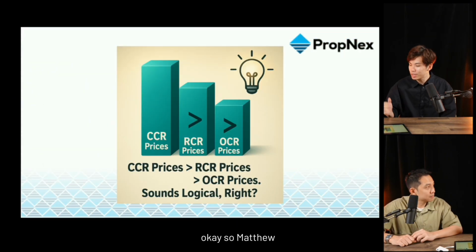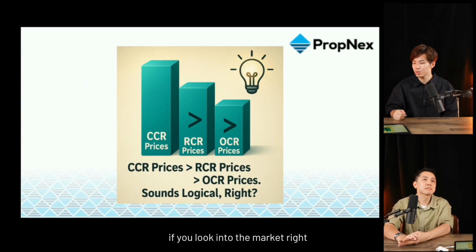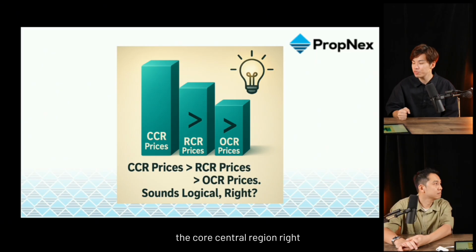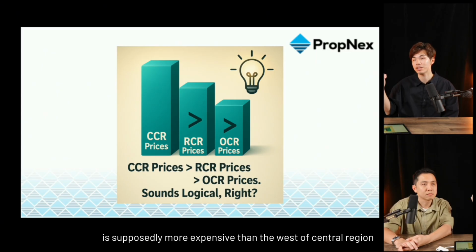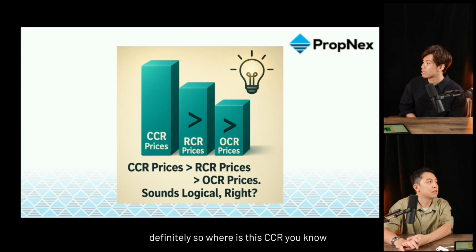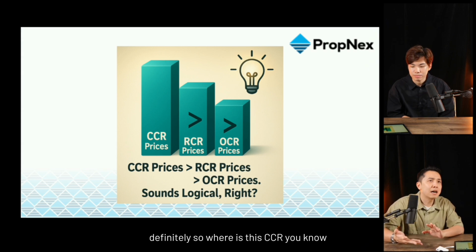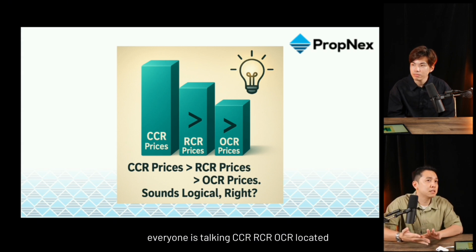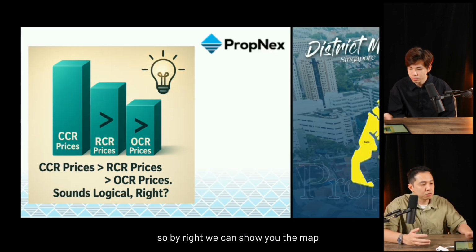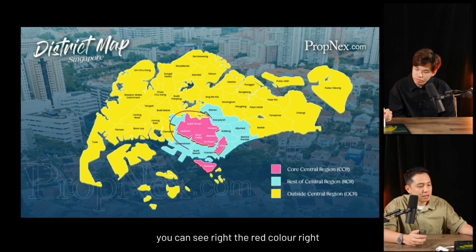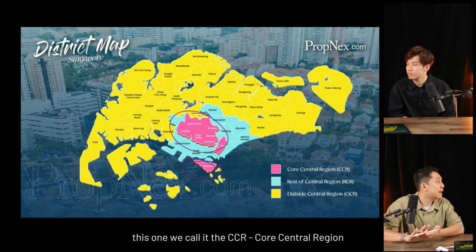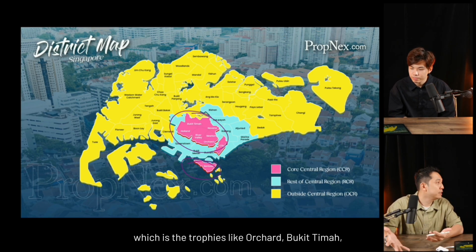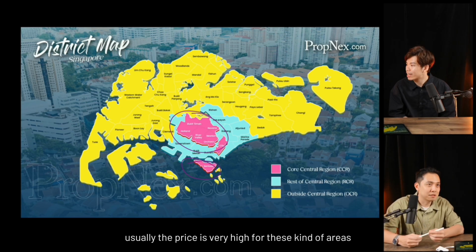Okay. So Matthew, I want to ask you, if you look into the market, the core central region is supposedly more expensive than the rest of central region or the outside region, right? Definitely. So where are the CCR, RCR, OCR located? We can show you the map. You can see the red color, we call it the CCR, core central region, which is the prime area by Orchard, Bukit Timah. Usually the price is very high for this kind of area.